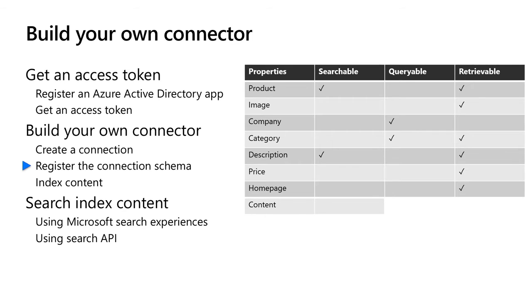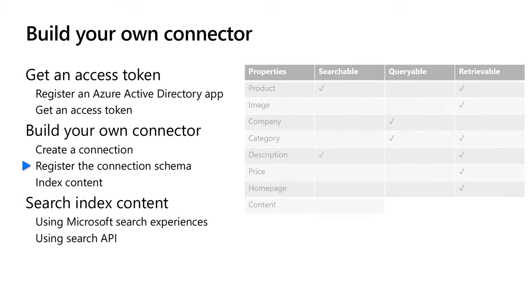There is also a special property called content, which is not part of the schema registration, but which is available out of the box. Any bulk textual content that you have in your items, you would put there. In this example, we don't have any, so we'll skip past it.